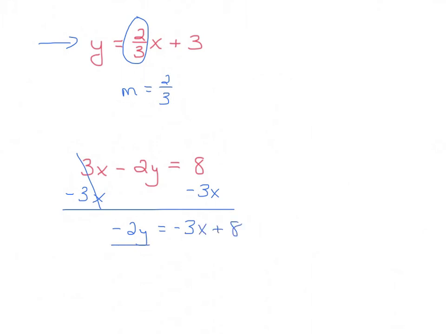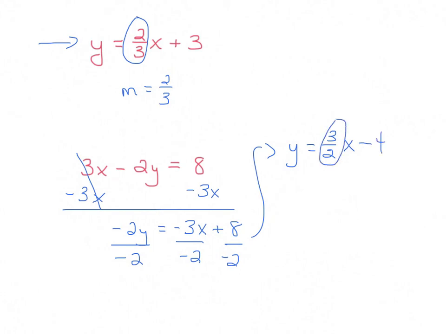And then I just want to get rid of the negative 2, so I'm going to divide everything by negative 2. And that'll leave me with y equals 3/2 x minus 4. And as far as the slope's concerned, it's just the number by the x again. So the slope here, 3/2.